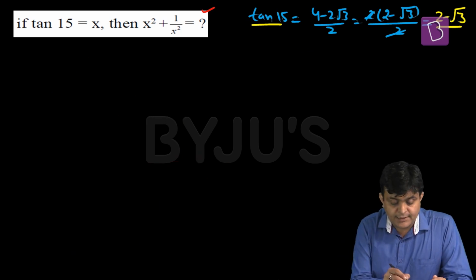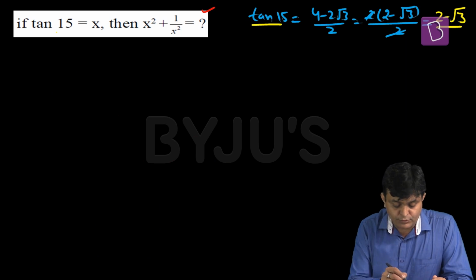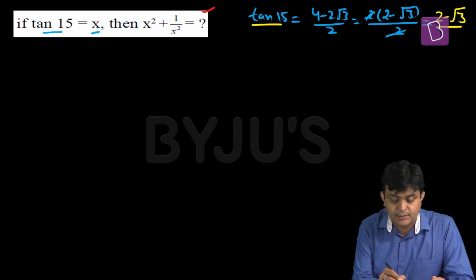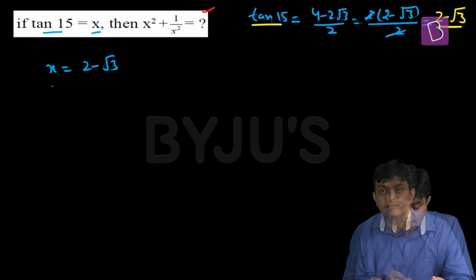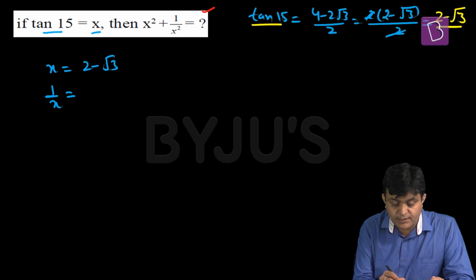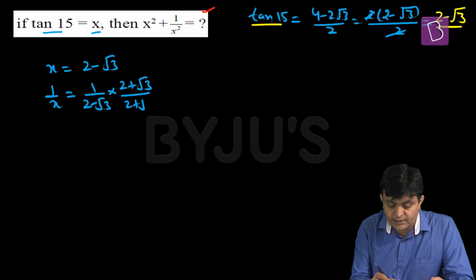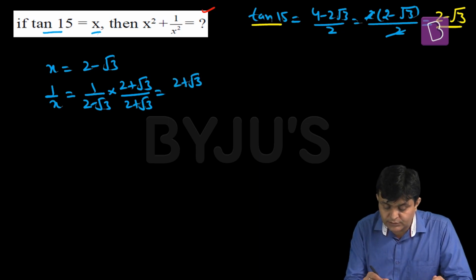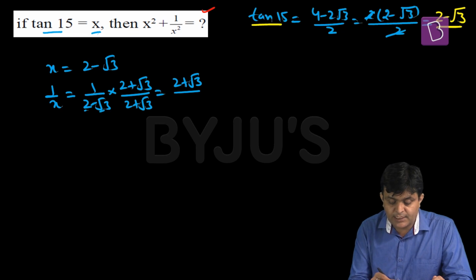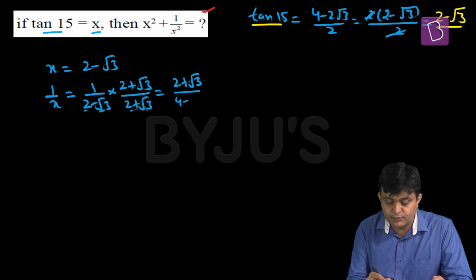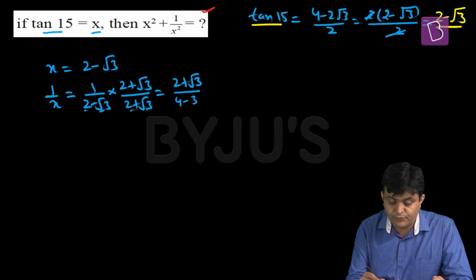We are given that tan 15 is equal to x. That means x is equal to 2 minus root 3. So what is 1 by x? 1 by x is 1 by (2 minus root 3). So again make it: multiply by 2 plus root 3 on top and bottom, and it is (a minus b)(a plus b), a square, that is 4, root 3 square, minus 3. So finally it is 2 plus root 3.